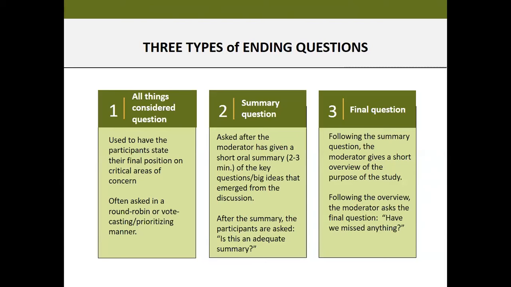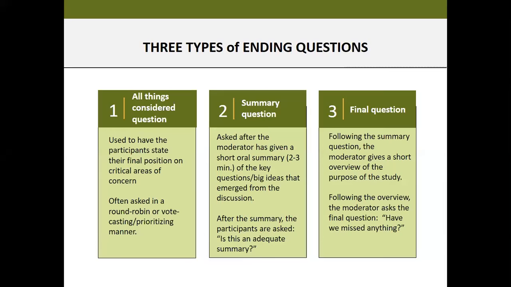The second option is what we call a summary question. It's asked after the moderator has given a short summary, two to three minutes, of the key ideas or questions that emerge from the discussion. After that person has done the summary, he or she may ask participants the following: is this an adequate summary? And then you get the response from people in the session.